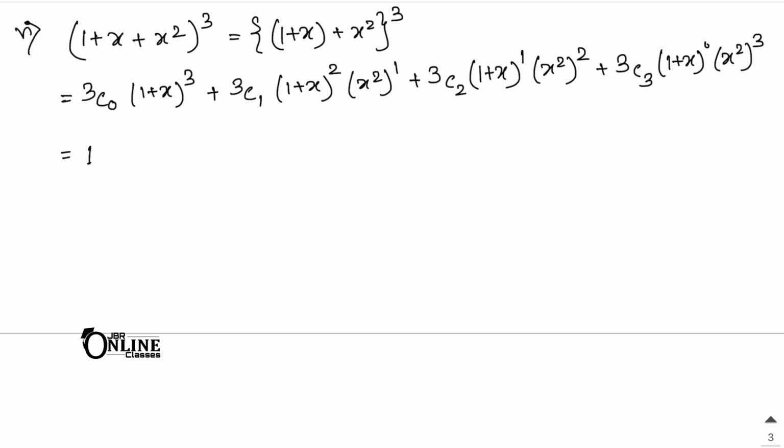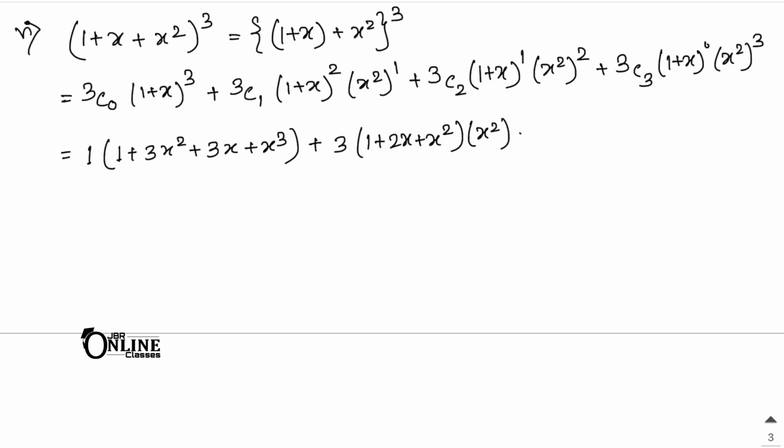Now 3c0 becomes 1. So 1 into here 1 plus x whole cube. You know the formula, that is 1, then here 3x square, then here 3x and last one is x cube. I hope you understand. Now next one 3c1, that means 3, and as here 1 plus 2x plus x square, then here again x square. Next 3c2, that becomes also 3 and here 1 plus x whole multiplied with x to the power 4. Last one 3c3, that means 1 plus x to the power 0, that equals also 1 and it's x to the power 6.